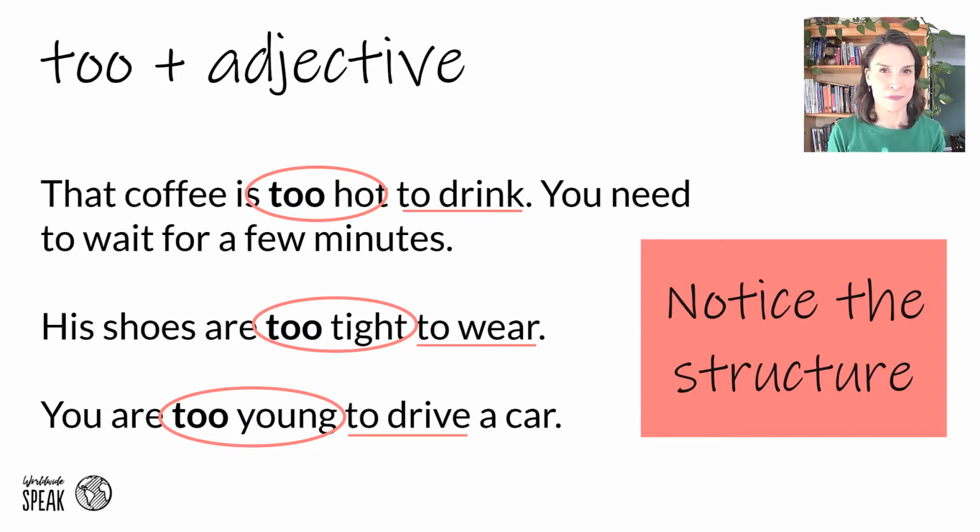So this is important because remember, when I'm using too, I'm explaining that something is excessive or crossing some kind of limit, like in the first one, too hot to drink. So if I say only it's too hot, then I'm thinking, well, too hot for what? Why is it too hot? So here I explain too hot to drink. And the way that I do that is I follow with an infinitive. Too tight to wear, too young to drive.